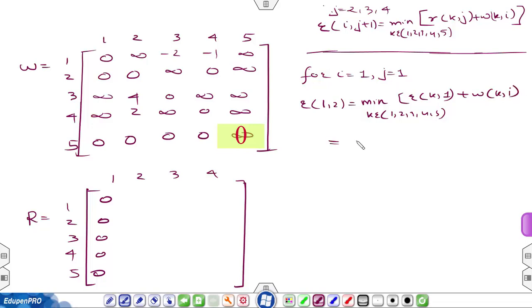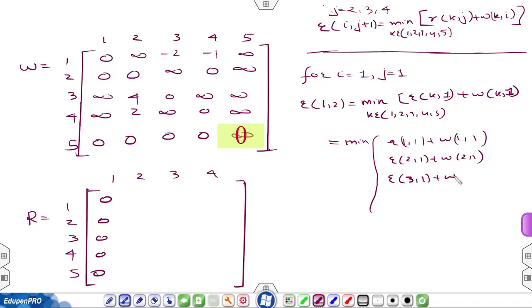So for i equal to 1, this will be the minimum of R of 1 comma 1 plus w 1 comma 1, or R of 2 comma 1 plus w 2 comma 1, R of 3 comma 1 plus w 3 comma 1, R of 4 comma 1 plus w 4 comma 1, and R of 5 comma 1 plus w 5 comma 1.